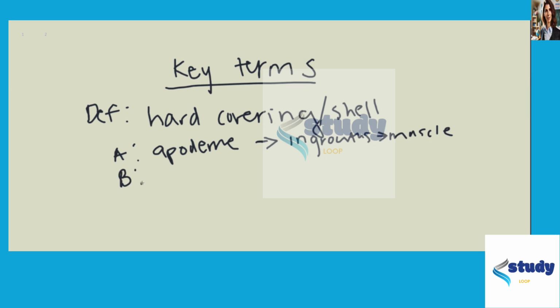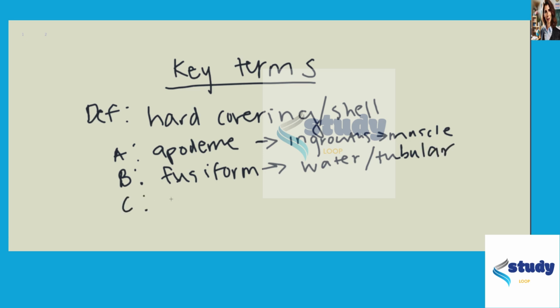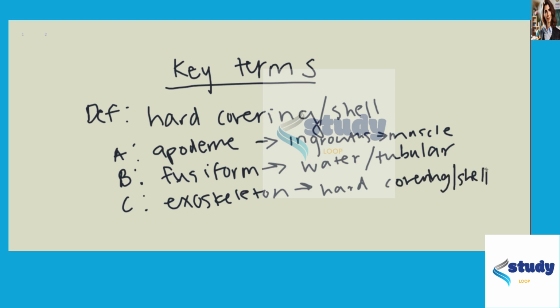If we look at B, we have fusiform. Fusiform is a type of shape that organisms can have, typically that are in water, and they're tubular, sort of like a dolphin. Then we have C, which is an exoskeleton, which does fit because an exoskeleton is a hard covering or shell that is used for muscle attachment and or protection.